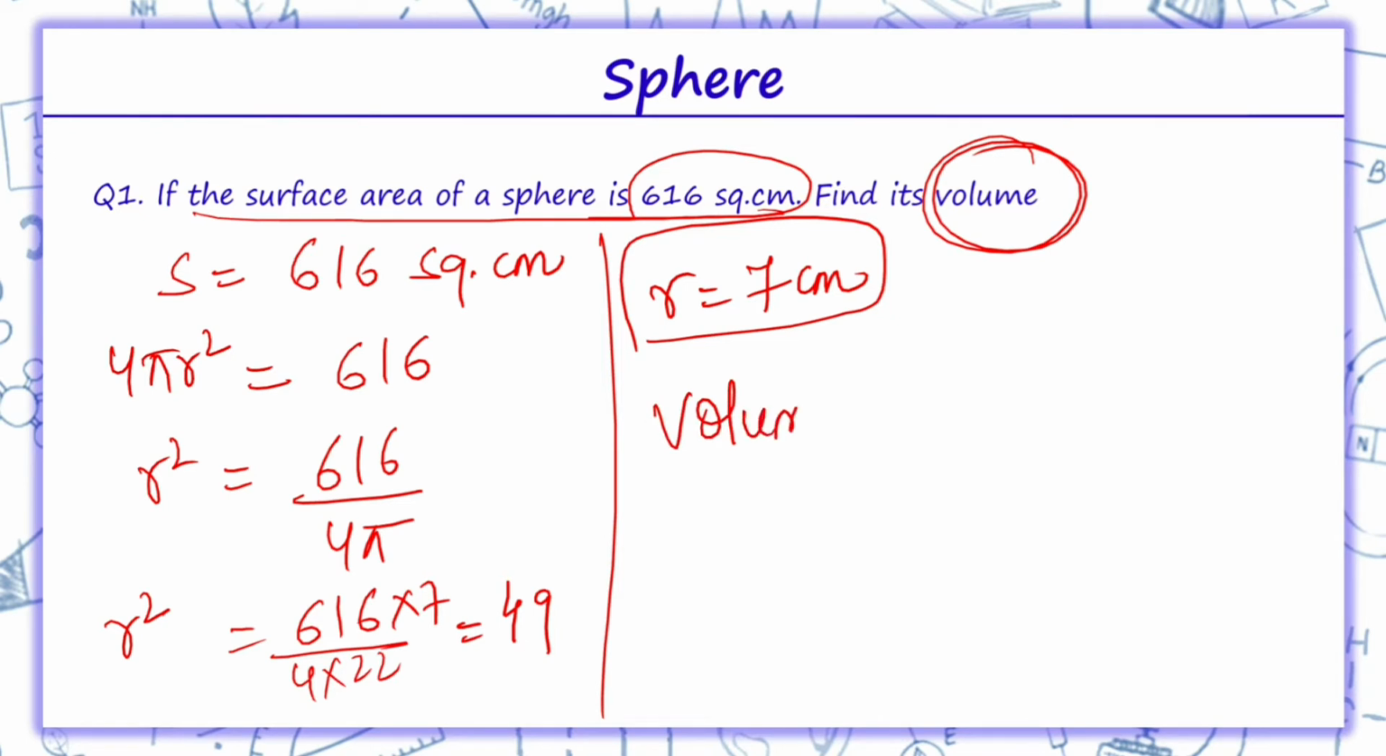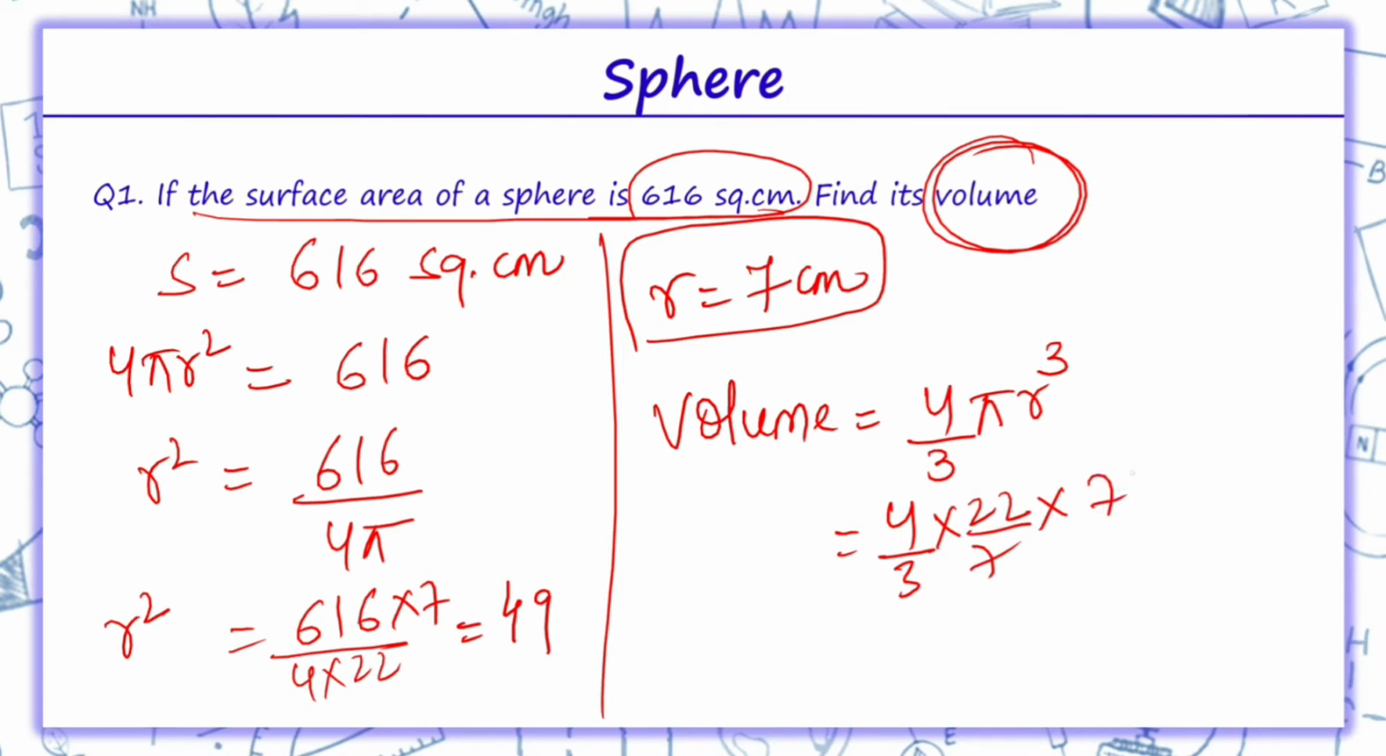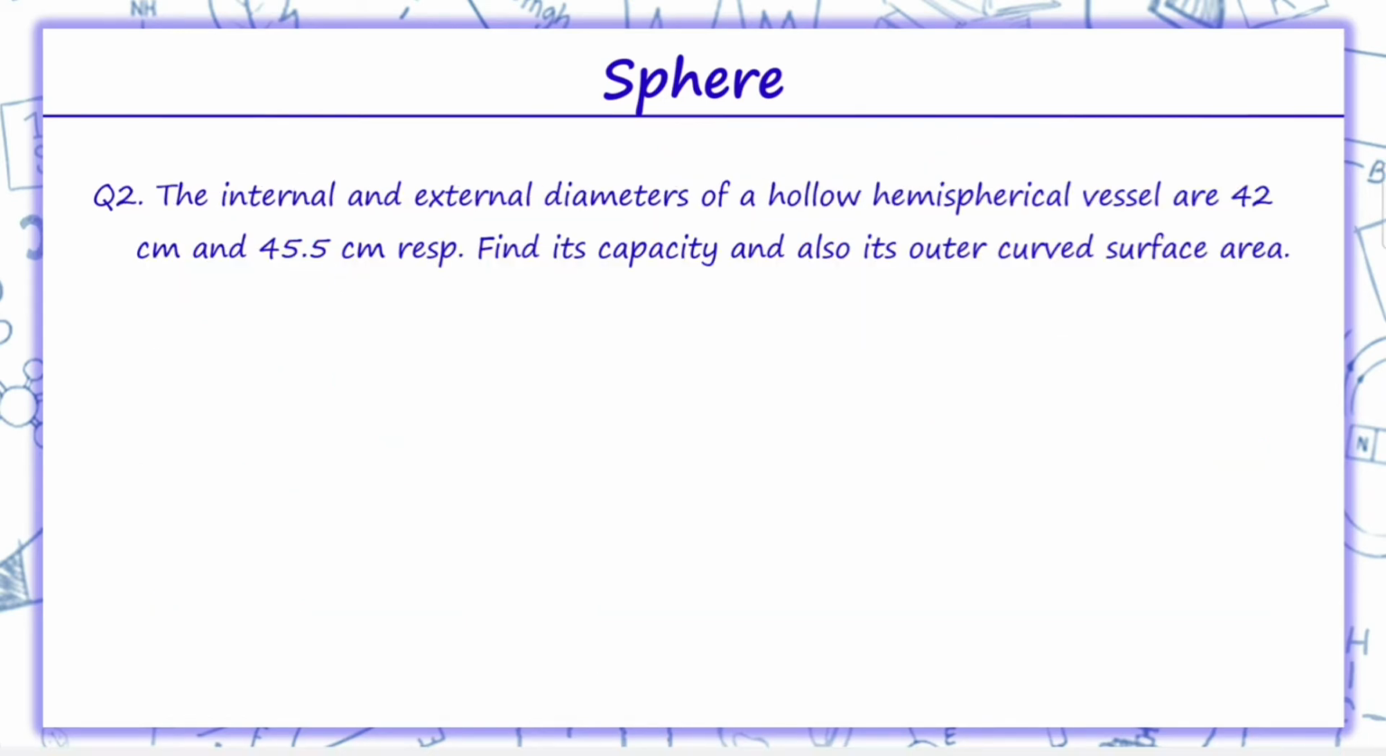Now we have to calculate the volume. So volume is equals to 4 by 3 pi r cube. 4 by 3, pi is 22 by 7, r is 7 cube, that means 7 will be multiplied 3 times. So this 7 and this 7 got cancelled. Thus on solving this, we will get 1437 1 by 3 centimeter cube.